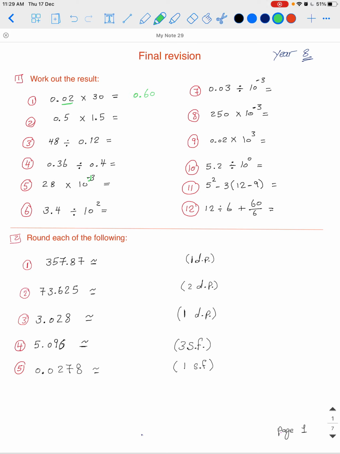Next one, 5 and 15. So 5 by 15 equal 60. And also don't forget the point after 2 because here it's after 1 and here also it's after 1.